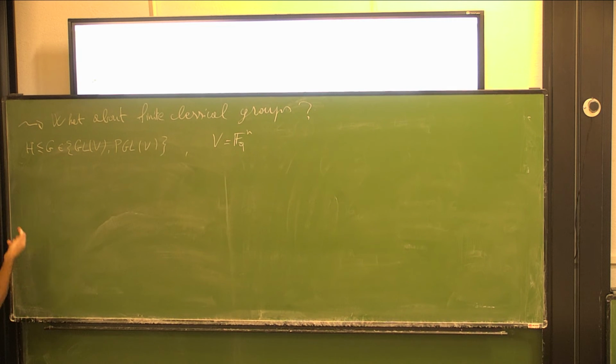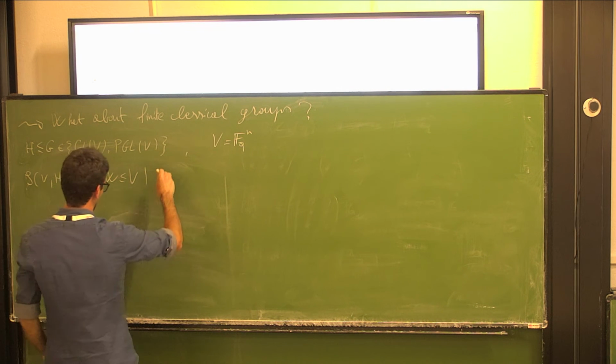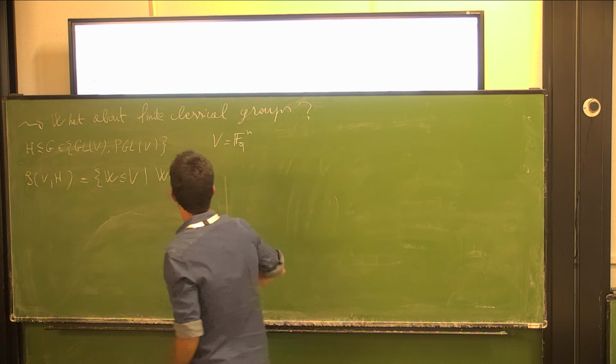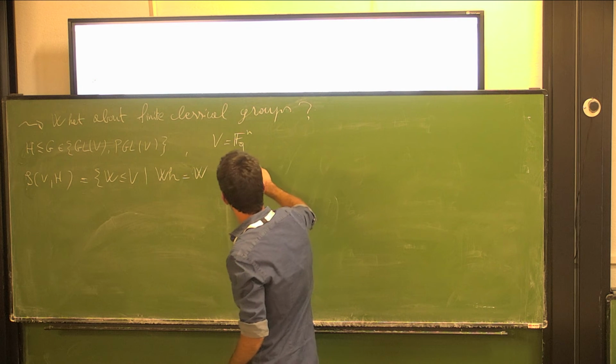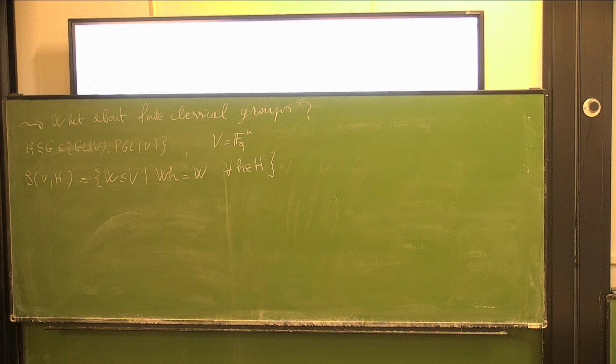And the idea here, I want to introduce this closure operator for sets. So if H is such a subgroup, we can define this object, the set of subspaces W of V such that W is invariant by every element of H in the subgroup, and I define closed subgroup of G.